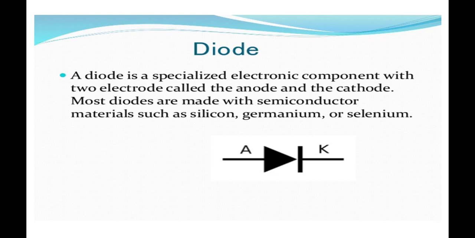This is the symbol of a normal semiconductor PN junction diode. A diode is a specialized electronic component, a two-terminal device. One terminal is called the anode and the other terminal is the cathode. Most diodes are made from semiconductor material, such as silicon, germanium and selenium. These are the semiconductor materials.